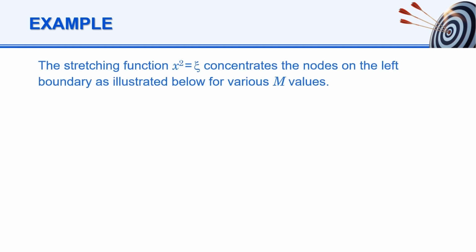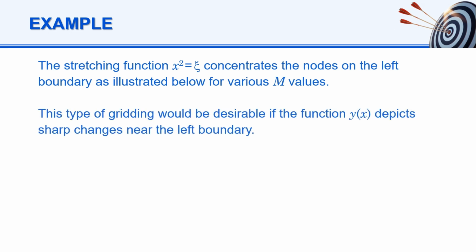The stretching function x squared equals Xi concentrates the nodes on the left boundary, as illustrated below for various m values. This type of gridding would be desirable if the function y of x depicts sharp changes near the left boundary.